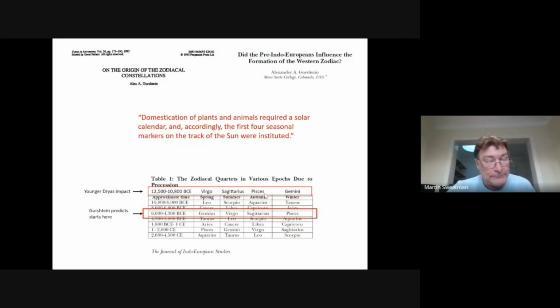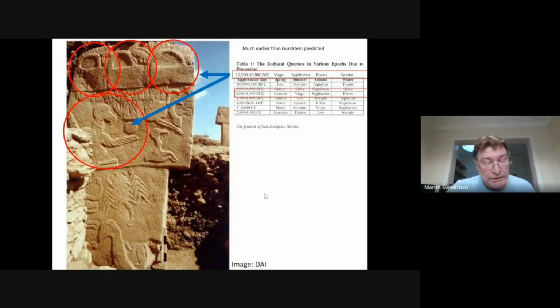even before Gobekli Tepe. Now, without knowing anything about Gerstein's prediction at the time, this is exactly how we interpreted Pillar 43 in our 2017 paper. We picked out Sagittarius, Pisces, Gemini, and Virgo as the 4 key constellations depicted on Pillar 43, representing the summer, that's Sagittarius, the spring, Pisces, winter, Gemini, and autumn, Virgo. We had no idea then when we wrote it, but our paper strongly supports Gerstein's hypothesis. Only it suggests the system was known many thousands of years earlier than he predicted.